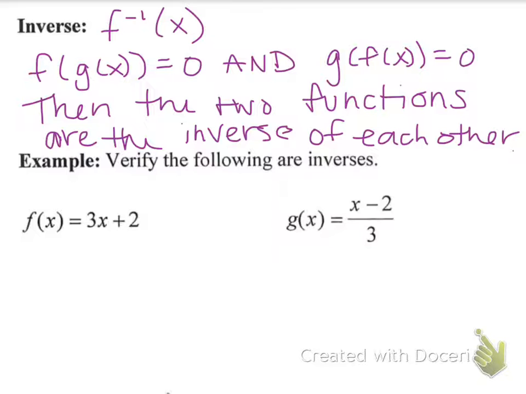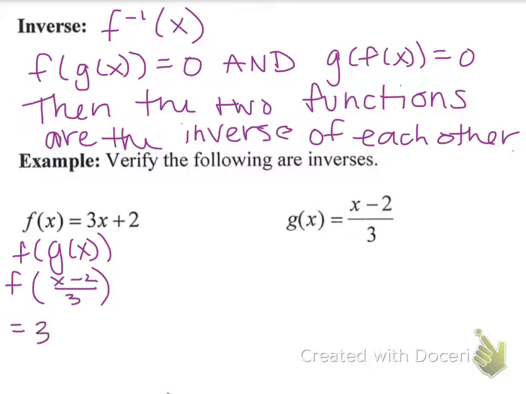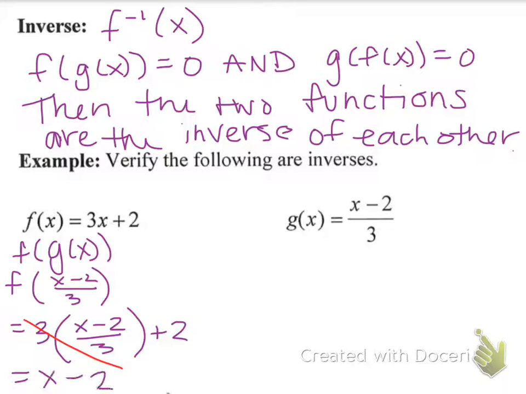So for our first example, they want you to determine or verify that the two are inverses of one another. So we're going to find f of g of x first. I have the f function, I have the g function that I'm replacing, and now I'm plugging that into the f function. So I have 3 times this quantity of x minus 2 over 3 plus 2. When I multiply, those 3's are going to be canceling. So I'm going to be left with the quantity of x minus 2 with a plus 2 on the outside, and therefore it is equal to x.